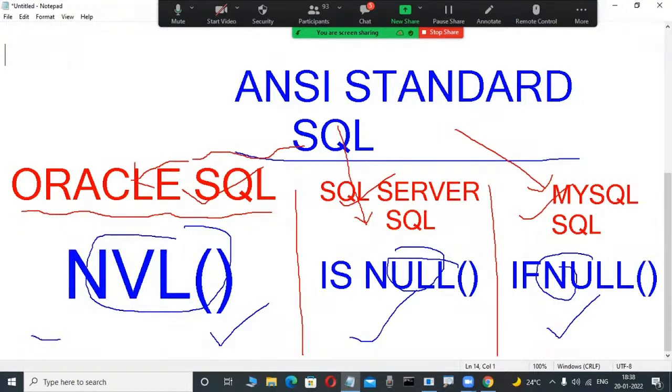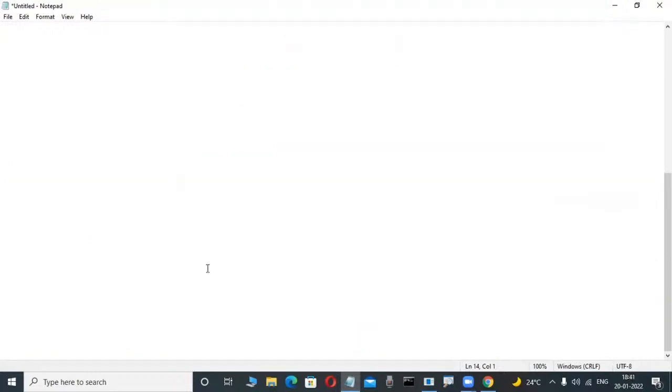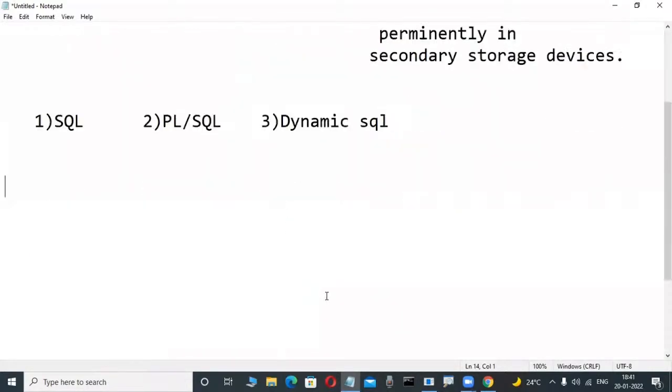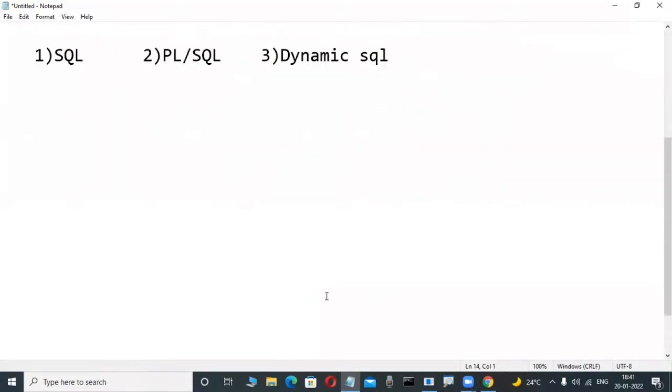Suppose there is a function, MONTHS_BETWEEN, that is in Oracle SQL only. Can I use the same function in SQL Server? No, there is DATEDIFF, another function. That's why, in what we are learning, SQL is an ANSI standard language. From that SQL language, Oracle Corporation created their own SQL language that is called Oracle SQL.